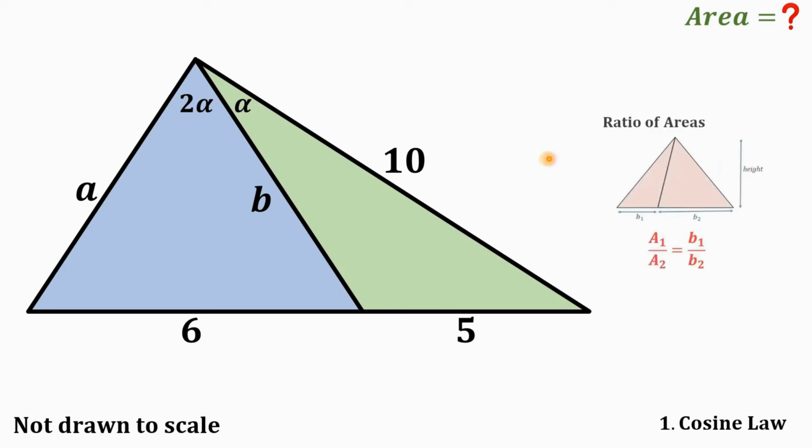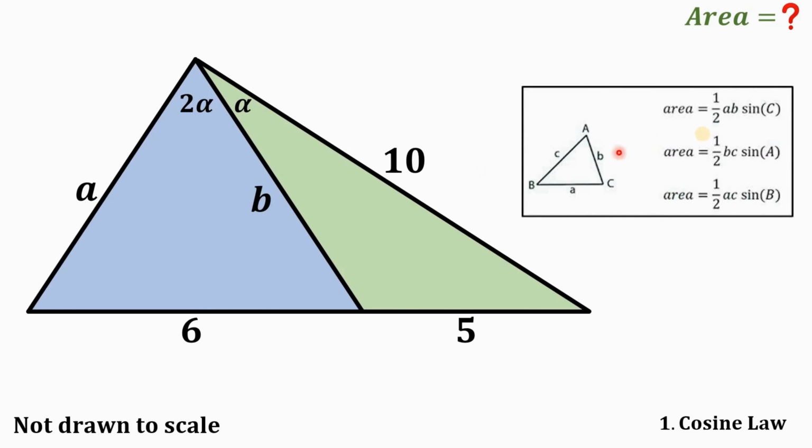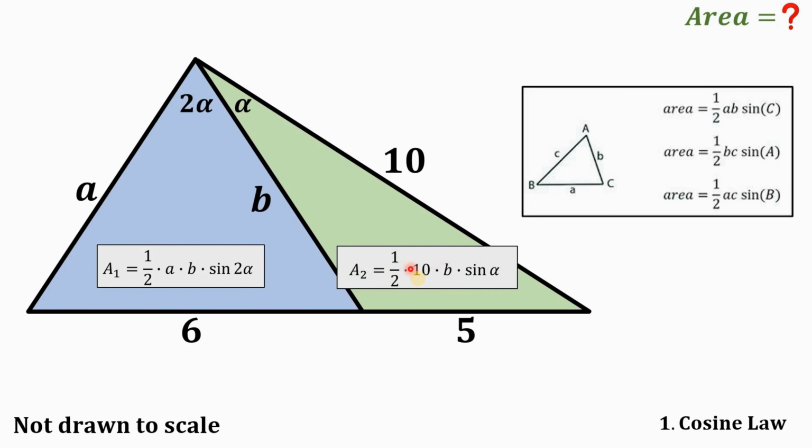And now, before we use the cosine law, we need to have first the ratio of areas. And since we don't have the base and the height, we will use a different technique to find the area of these triangles. And we will use this concept: 1/2 times the included side times sine of the included angle. In short, we can say that the area of this blue triangle is simply equal to 1/2 times AB times sine of 2 alpha. And this green triangle is simply equal to 1/2 times 10 times B times sine alpha.